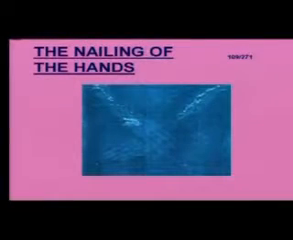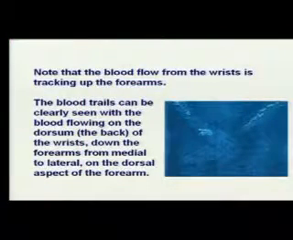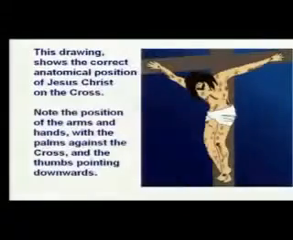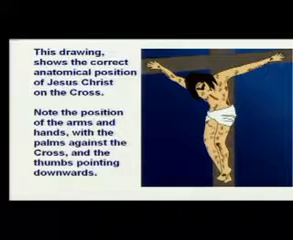Now, his hands were nailed, and we can work out that, first of all, the nail went through the wrist, not through the palms. We can also work out that the position of the hands on the cross was with the thumbs pointing down and the palms against the wood, with the blood tracking down in that position. So that picture there shows the actual correct position of Jesus on the cross.